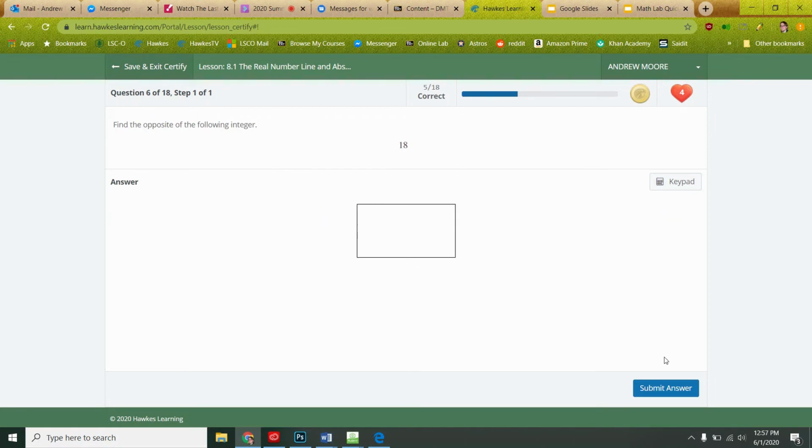This one says to find the opposite of the integer. The opposite just means it's negative. If something was negative, it would be a positive. So this one is just -18.